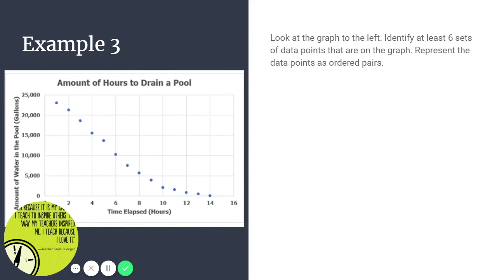Now, for example number 3, we ask that you look at the graph to the left, identify at least 6 sets of data points that are on the graph, and represent the data points in ordered pairs. So please pause the video at this time, make your selections, and then come back and reference your responses to that are given on the solutions slide.